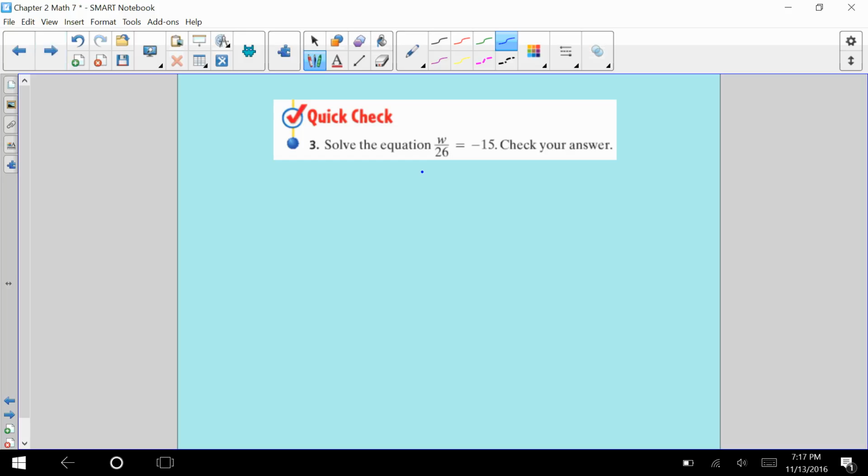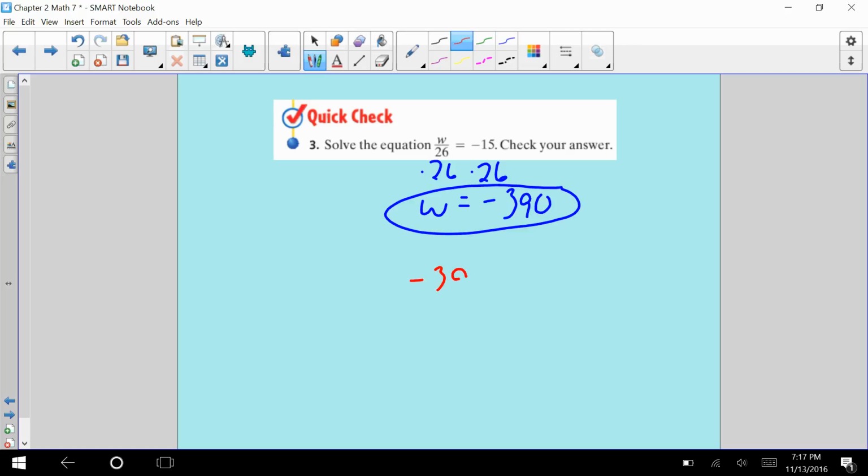Your first step should be to multiply both sides by 26, and you should get w equals negative 390. To check your answer, you take negative 390 divided by 26. Does that equal negative 15? Well, when you plug it in a calculator, it sure does. It checks out. We got the right answer.